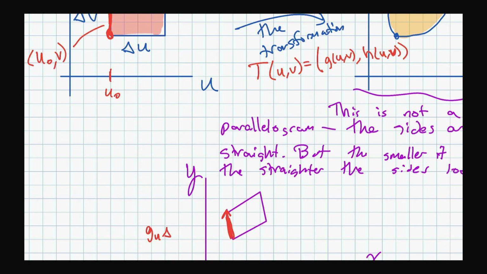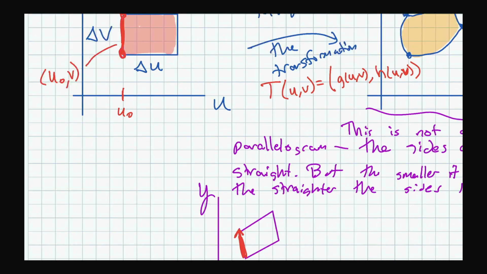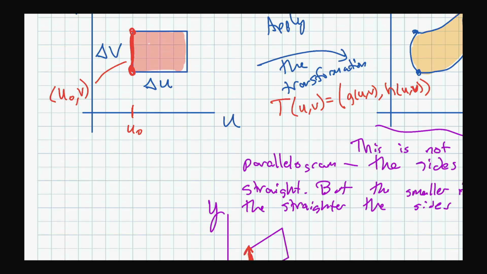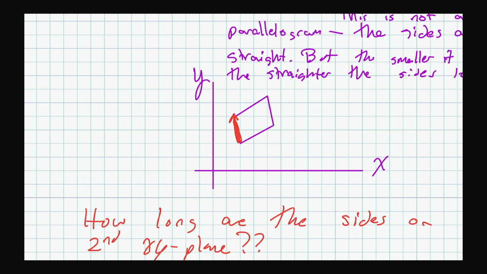I lied. Let me start over here. If u is constant, v is the variable. So you would take the derivative of this with respect to v, and you would take the derivative of this with respect to v for this side. So this would be actually the derivative of g with respect to v, times the delta v, and then the derivative of h with respect to v, times the delta v, and that's what that side would be.